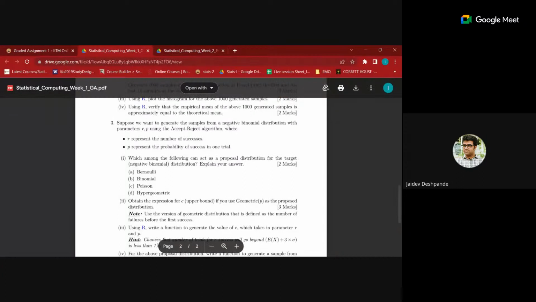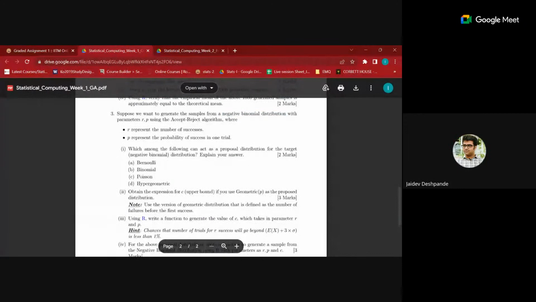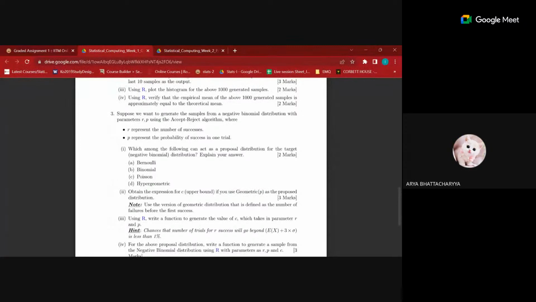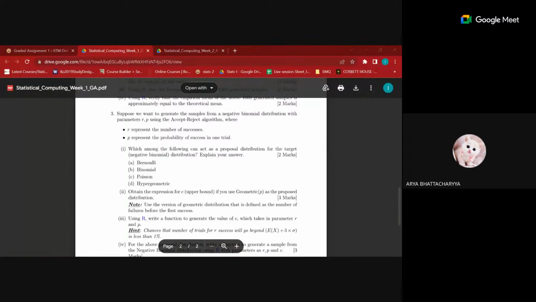Okay. This question you are referring to, right? We need to generate from a negative binomial with some parameters. Correct. The second one, actually, asks to obtain the expression for the C upper bound. And since it said explicitly to obtain the expression... Sorry to interrupt, but Jaydev sir, by analytically, you mean some kind of closed form expression, right?